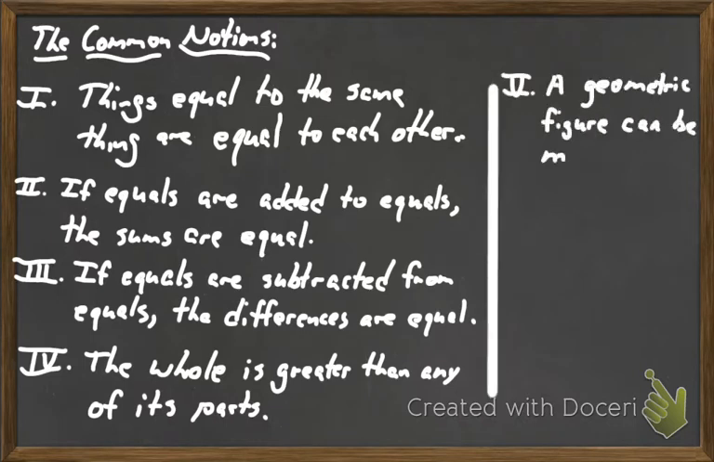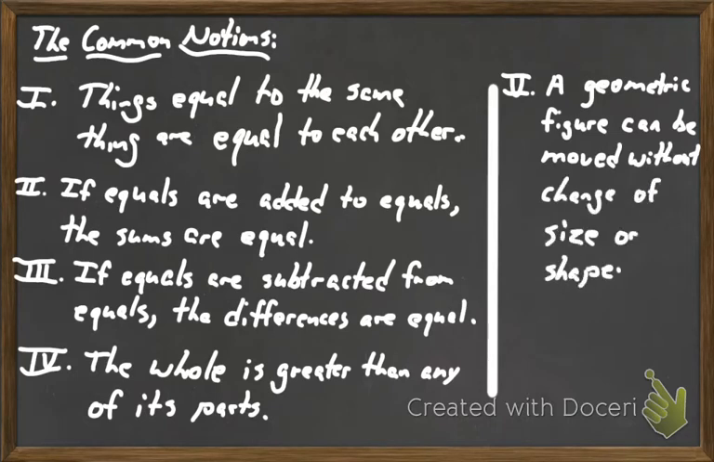a geometric figure can be moved without change of size or shape. We're going to talk a lot about this when we talk about geometric transformations. This is a rigid transformation, so that's all Euclid was saying, is you can take a shape, move it anywhere in the plane without changing its size and shape. So those are the common notions.